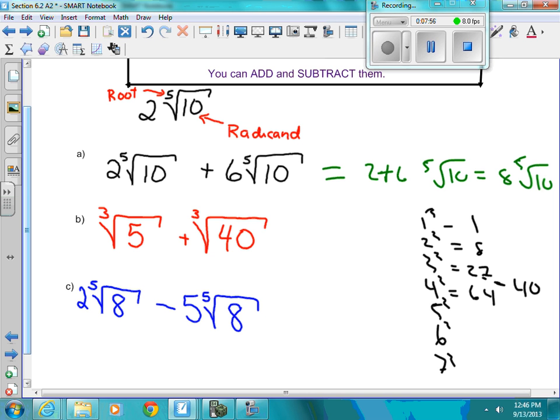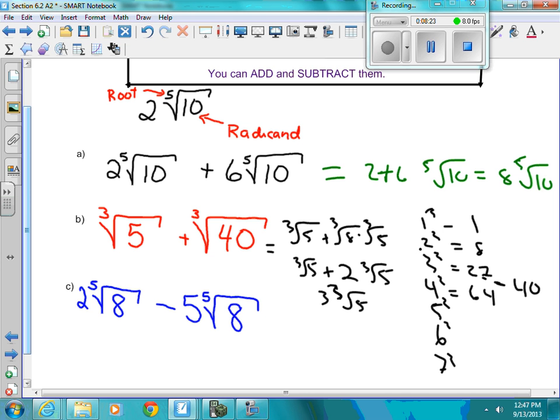8 times 5 is 40, so I can rewrite this problem as cube root of 5 plus the cube root of 8 times the cube root of 5. Why would I do that? The cube root of 8, well, that's just 2. So 1 cube root of 5 plus 2 cube roots of 5 equals 3 cube roots of 5. So if they don't have the same radicand, the number under the root sign, try and make a list of perfect nth powers and see if any of them can divide out, simplify, and then you'll be able to add or subtract.